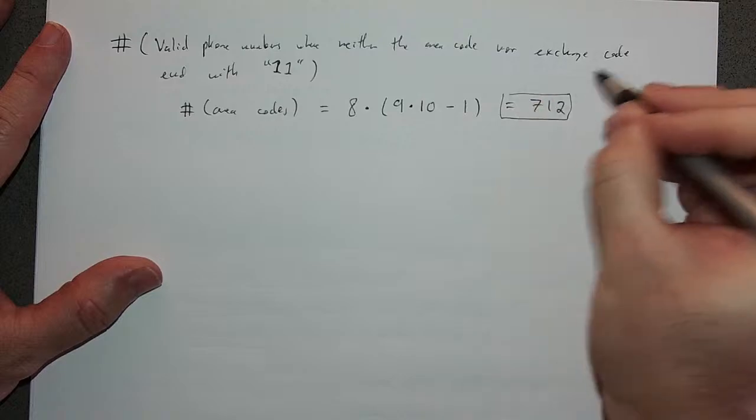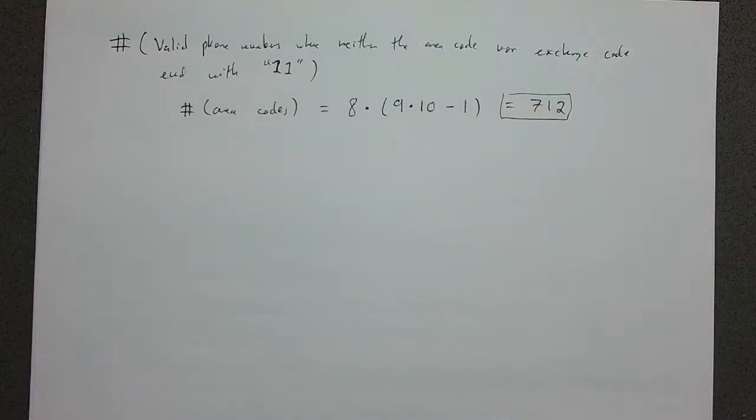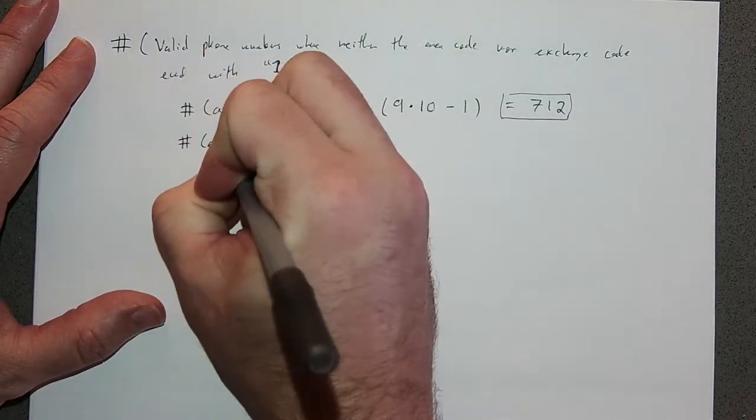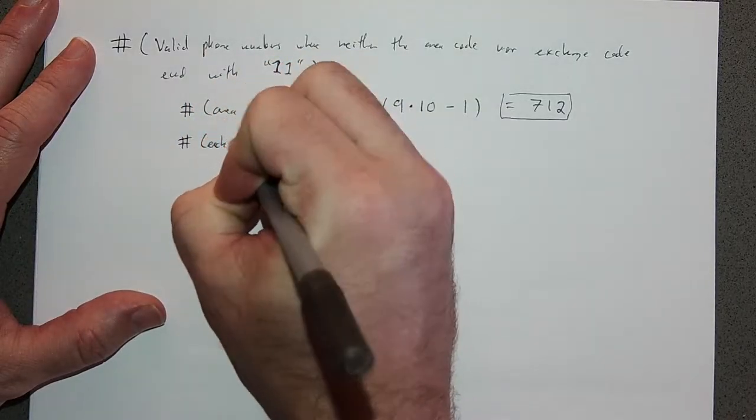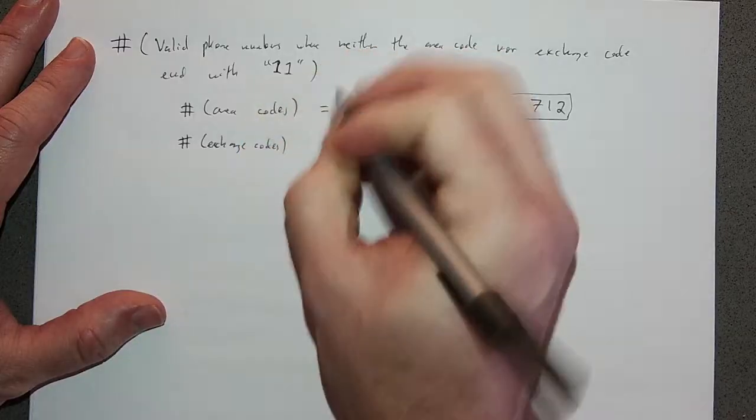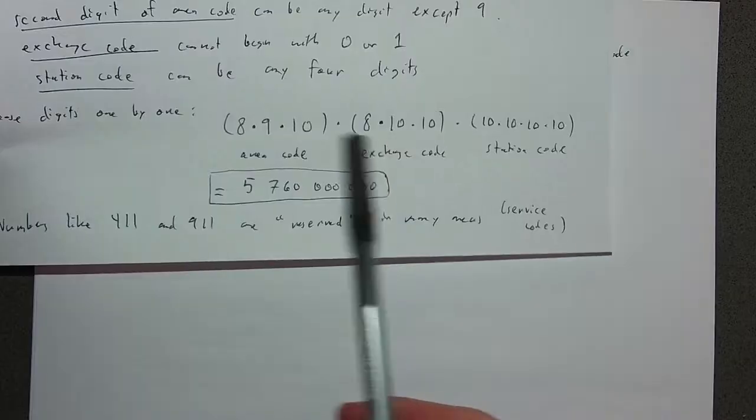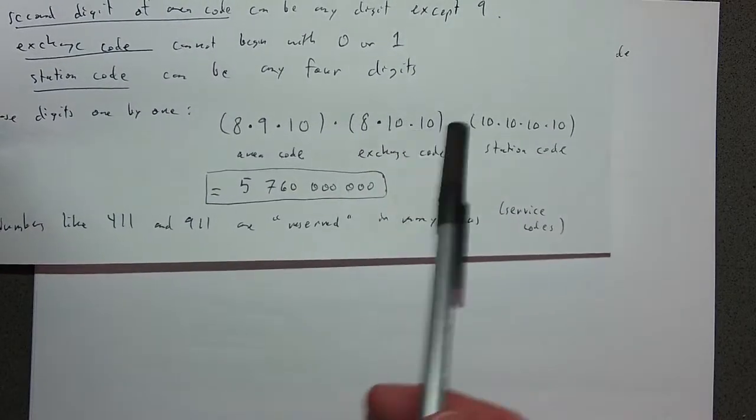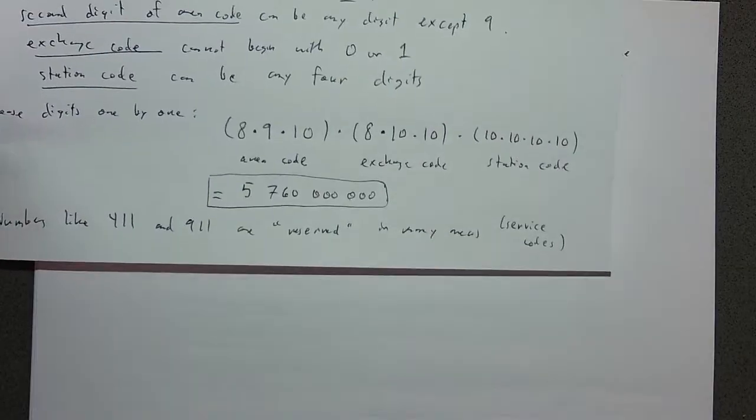So there's 712 valid area codes if we use this rule. For the number of exchange codes, remember, the only restriction was the first digit can't begin with a 0 or 1, so there were 8 choices, and then there were 10 choices for the remaining 2.